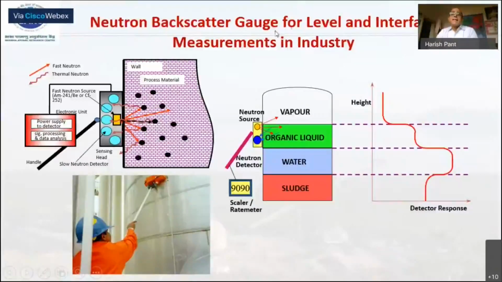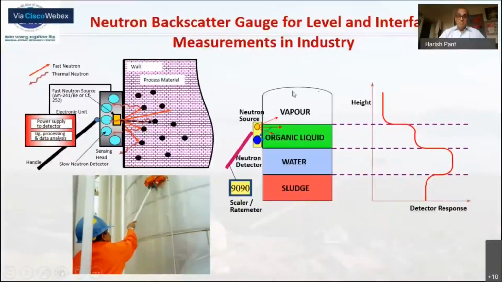Now there is a neutron backscatter gauge for level or interface measurement. As I told you, the principle of the backscatter measurement: you have a large container in a petroleum industry. These containers have a diameter of 5 meters, 10 meters, 20 meters, 30 meters, and transmission gauges cannot be used for level measurement. In these cases, neutron level gauges are used to find out the levels as well as the interface.